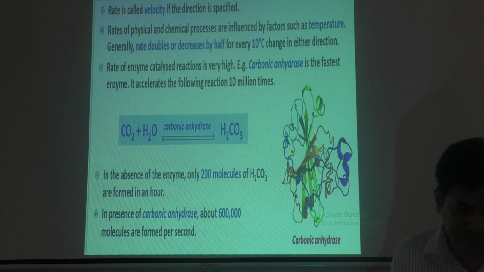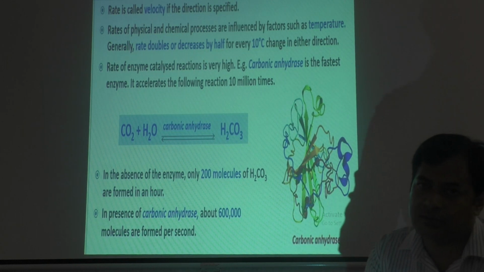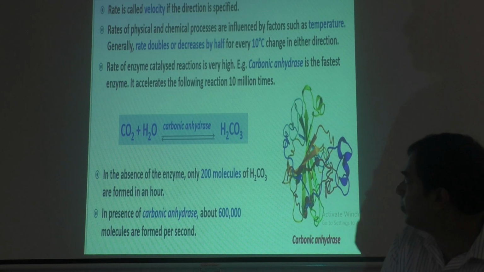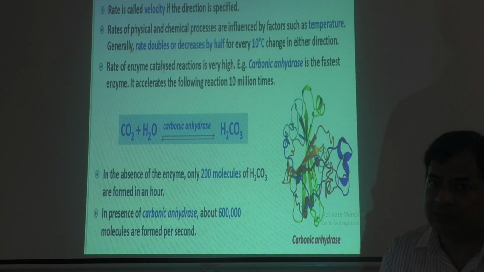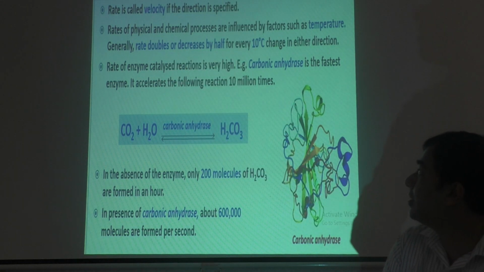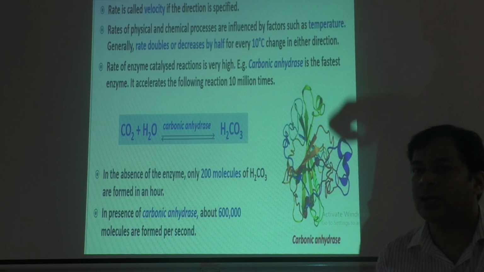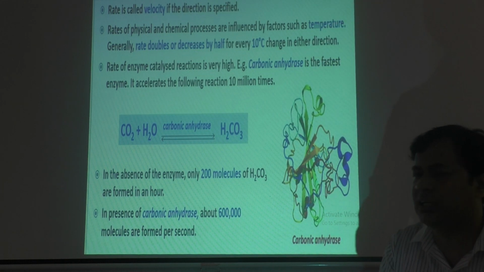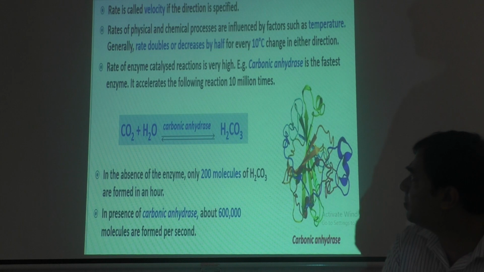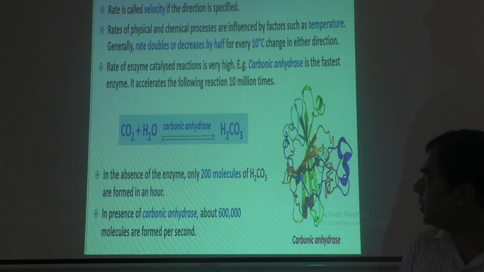the next slide. Same heading, that is chemical reaction. Rate is a velocity if direction is specified. It means if you know in which direction the reaction is happening, then rate means the velocity, the speed of the reaction. At what speed the reaction is happening. That is what I explained in the last class also. Rate of the reaction means speed of the reaction. At what speed the reaction happens.